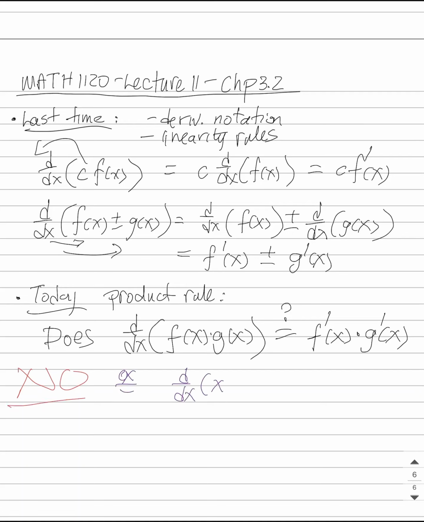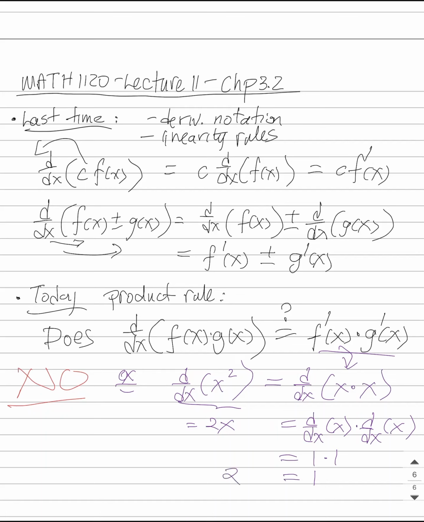If I were to say, take the derivative of x squared. Now, I already know that this is equal to 2x, but at the same time, there's nothing preventing me from writing this as x times x. Now, if I were to make use of this nonsense rule, this is the derivative of x times the derivative of x, which would be 1 times 1. And certainly 2x does not equal 1. So there is an example that shows me this rule is not correct.